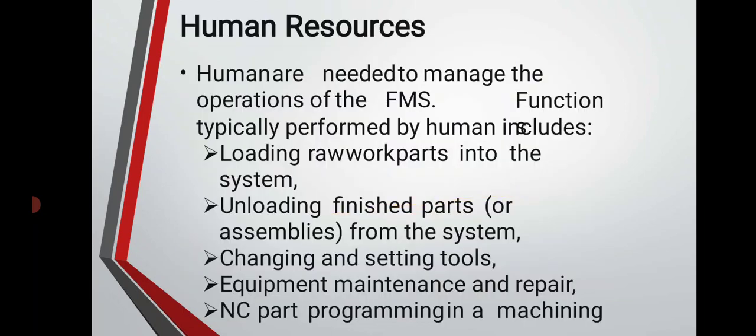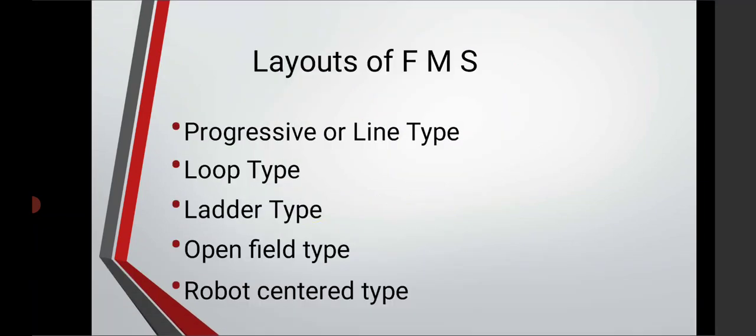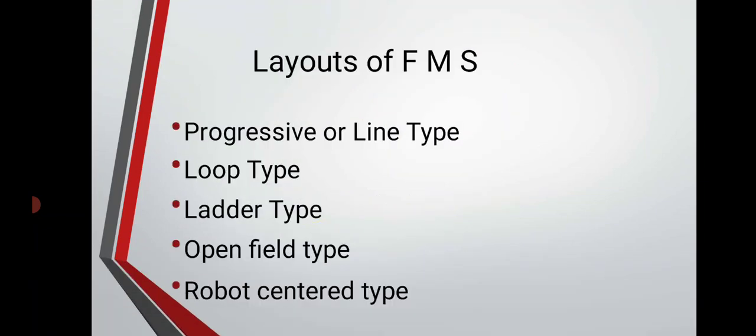Then human resource. Humans are needed to manage the operation of the FMS. Functions typically performed by humans include loading raw material or parts into the system, unloading finished parts or assemblies from the system, changing and setting the tools, equipment maintenance and repair, and NC part programming in the machining. These are the purposes for which we need human resources.